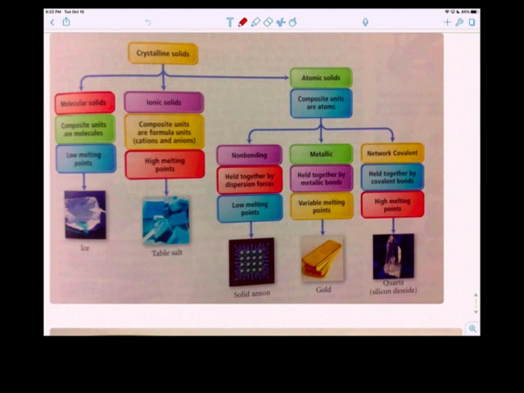So, let's start with molecular solids. Water, for instance, would be a molecular solid. These, generally speaking, have low melting points, so the intermolecular forces are not super strong. Ionic solids, on the other hand, moving across, have much stronger bonding, and these have really high melting points.